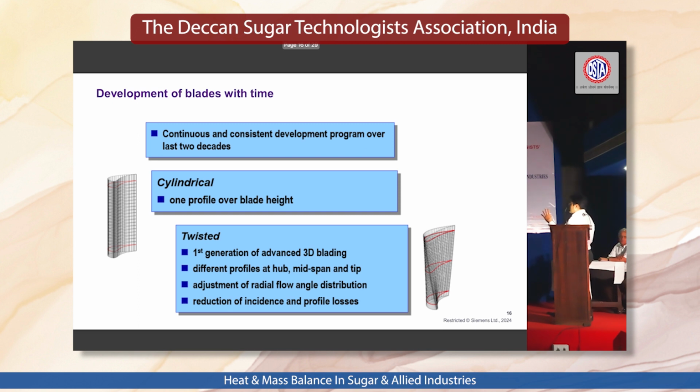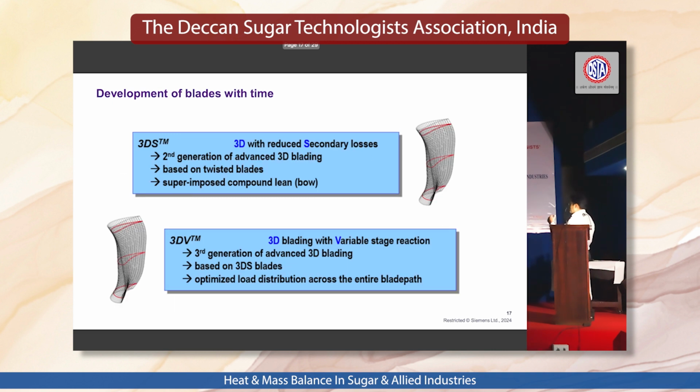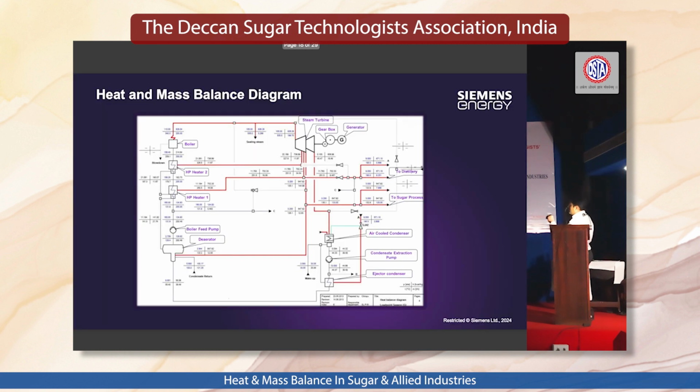First, in the reaction blade there was the cylindrical blade, where the cross section throughout the blade is constant. Then the first generation of advanced 3D blade came, where the cross section from hub to tip changes to optimize the efficiency, and further research went on, and now we have the third generation of advanced 3D blading, because of which we can improve the steam turbine efficiency further.